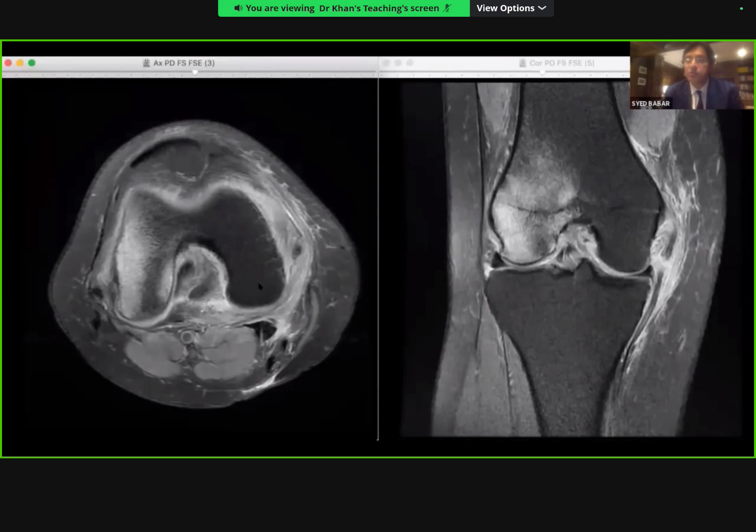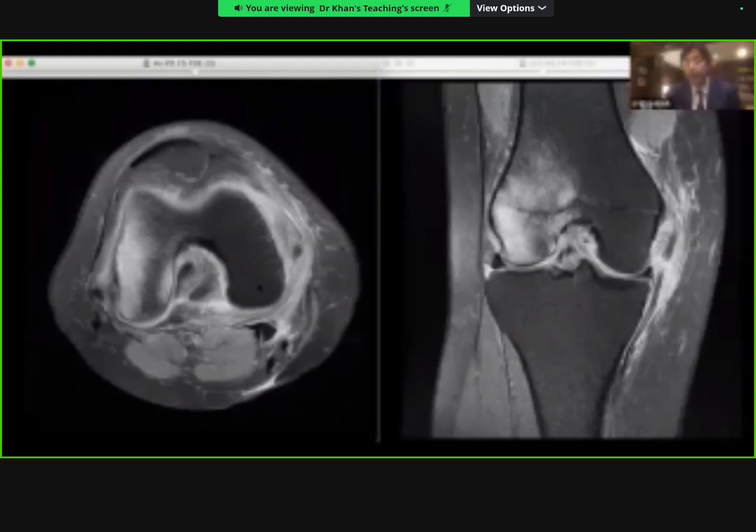So how do you treat PCL disruptions? Generally speaking, unless it's a bony avulsion, they tend to heal. So it's unlike ACL where you have to go in and do intervention. This generally tends to heal and scars and actually functions pretty well. But if it's an avulsion injury, then you have to go and fix that. Okay. So that's case 2.